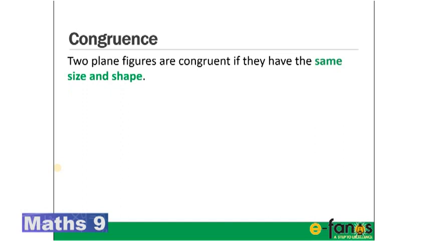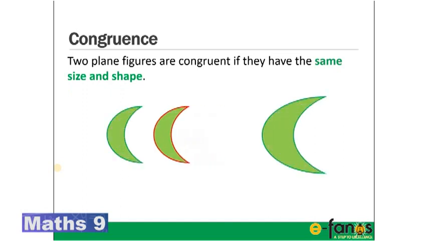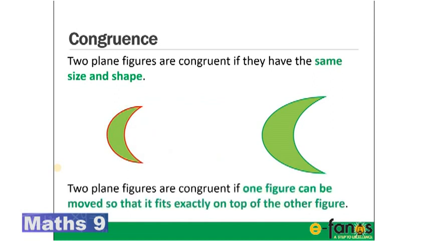Two plane figures are congruent if they have the same size and shape. Two plane figures are congruent if one figure can be moved so that it fits exactly on top of the other figure. So the small crescent and the large crescent are not congruent.